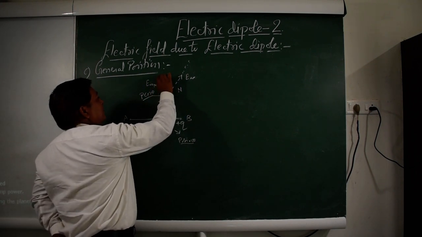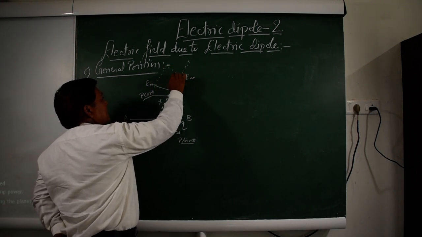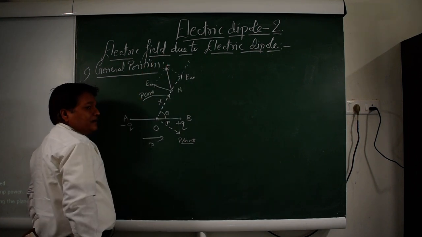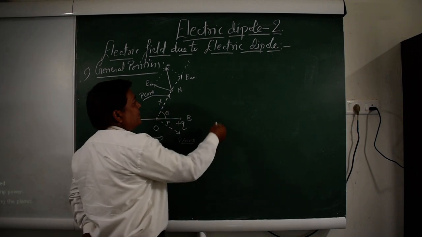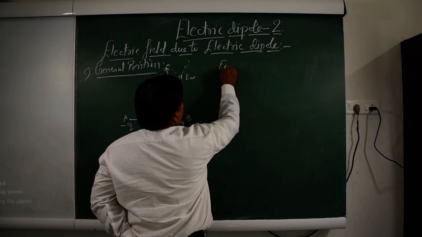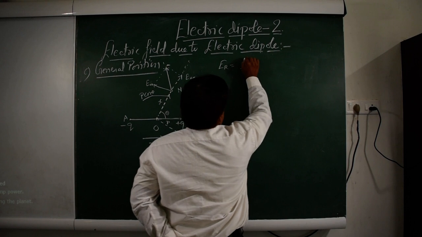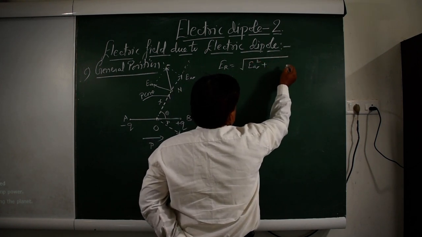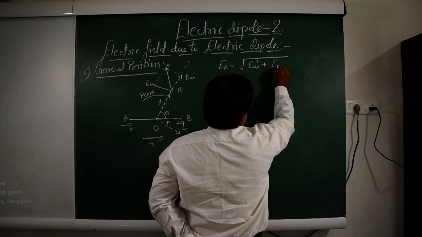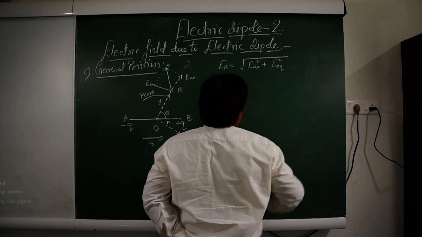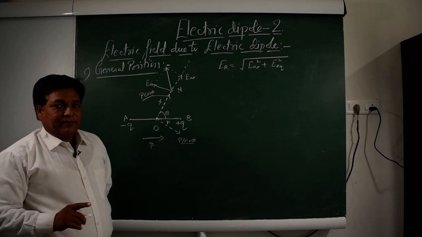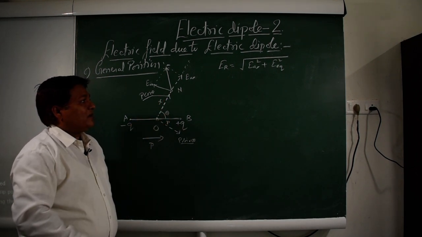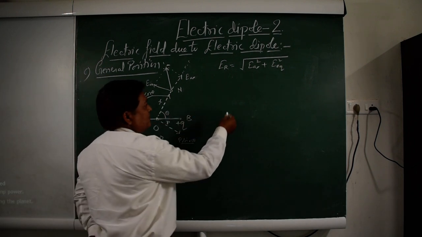For the net electric field, if we complete the parallelogram, the resultant will be the resultant electric field. And the resultant electric field will be how much? E_R is equal to the square root of the square of E axial plus the square of E equatorial. We know the value of the electric field on the axial position and the electric field on the equatorial position. Let us place the values here.